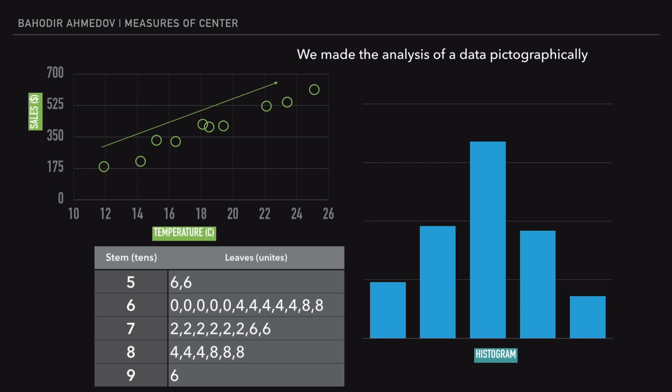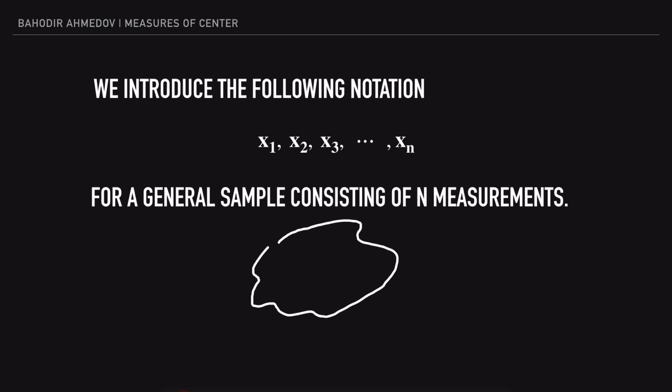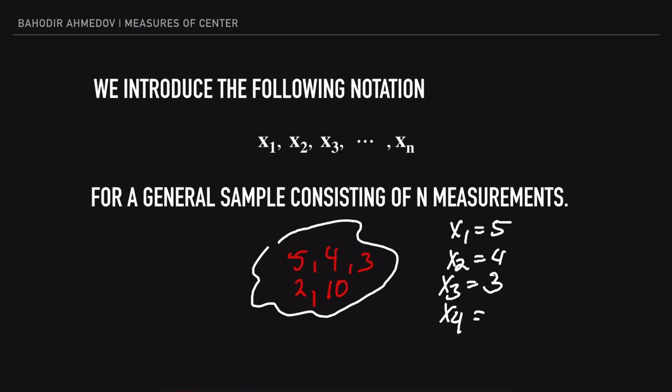Well, today we are going to learn how we can measure the central tendency using one number numerically. Before we do this, we are going to introduce the notation for the numbers in the data set. We are going to denote all of these numbers using x1, x2, and so on, up to xn. For example, if you've got a sample with 5 numbers: 5, 4, 3, 2, 10, then x1 is equal to 5, x2 is equal to 4, x3 is equal to 3, x4 is equal to 2, and x5 is equal to 10, where 5 is the number of values in your sample, or simply the sample size.